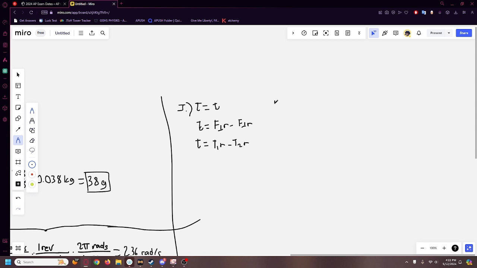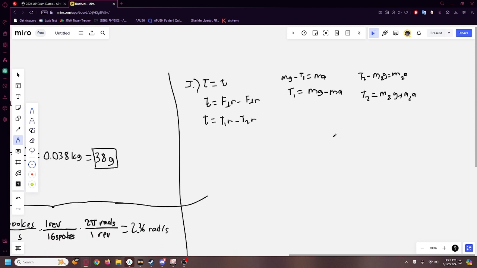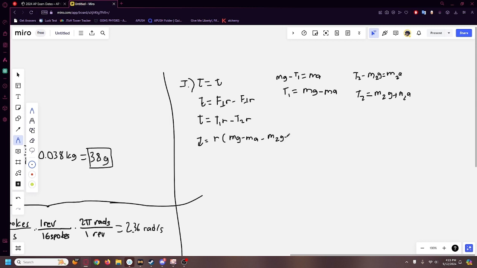T1: mg minus T1 is MA. T1 is equal to MG minus MA. T2 minus M2G equals M2A. So T2 equals M2G plus M2A. So the torque is equal to R times mg minus ma minus m2g minus m2a.